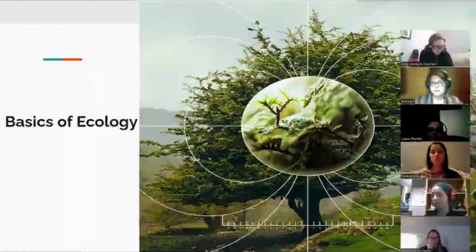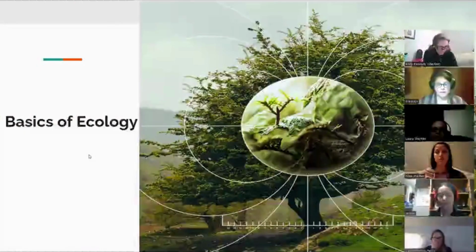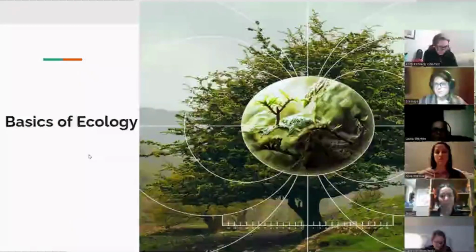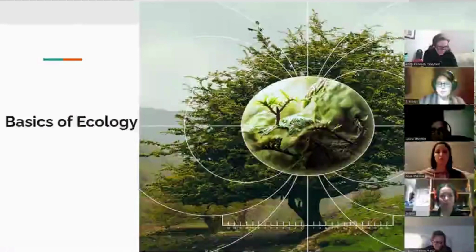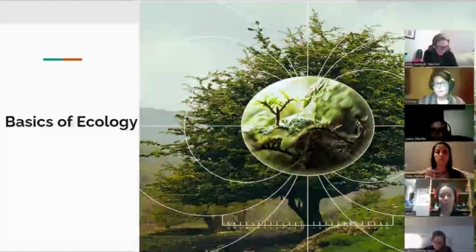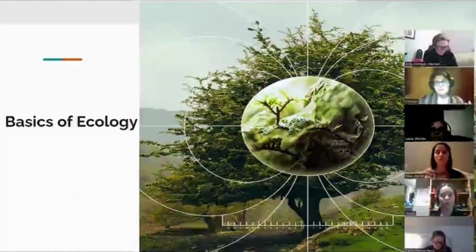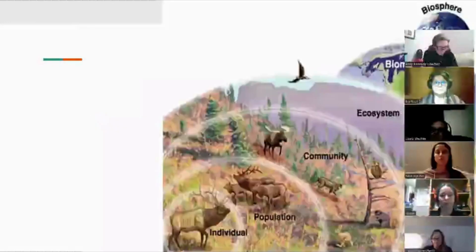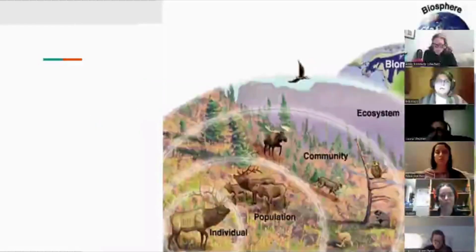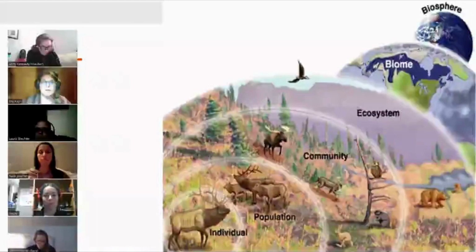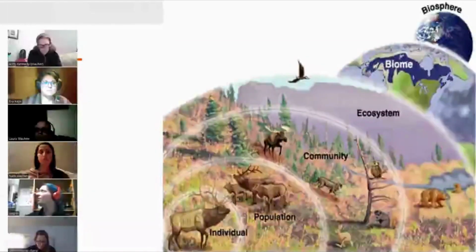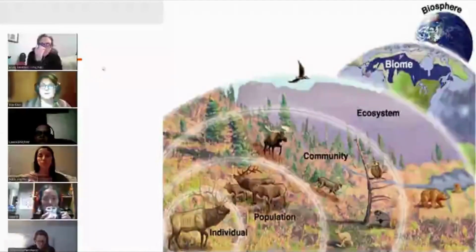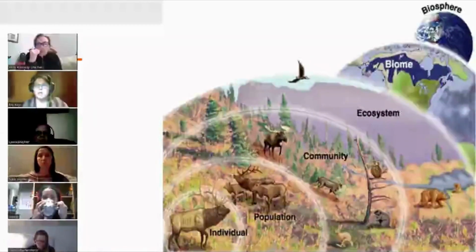So we're going to start getting into the basics of ecology. We're going to go over some definitions. We're going to start talking about what the different parts of an ecosystem are. What does it mean to live in an ecosystem? So first, I want all of us to look at this diagram, this picture right here.